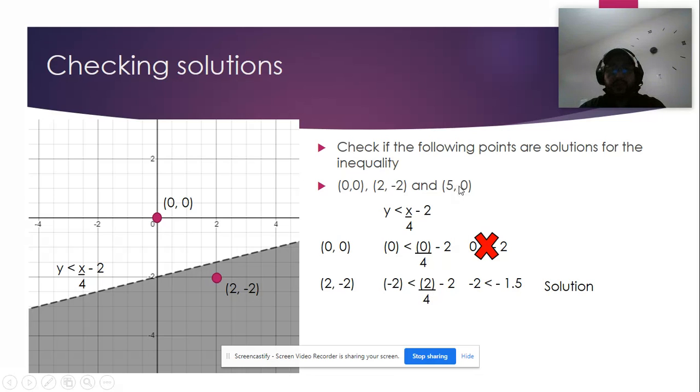What about the last point, 5 comma 0? We're going to substitute 0 for y and 5 for x. So it will be 0 less than negative 0.75, or negative 3 over 4. This one is not true. 0 is not less than negative 0.75, so this one is not a solution. The only solution out of the three points that were given is the point 2 comma negative 2.